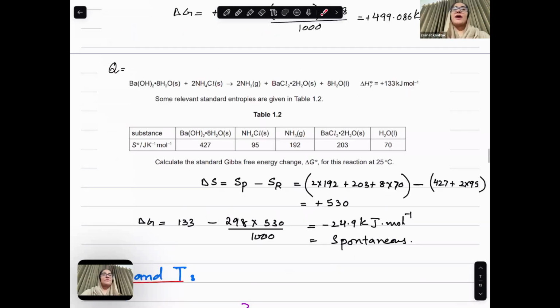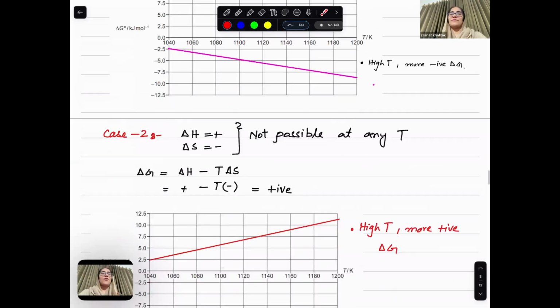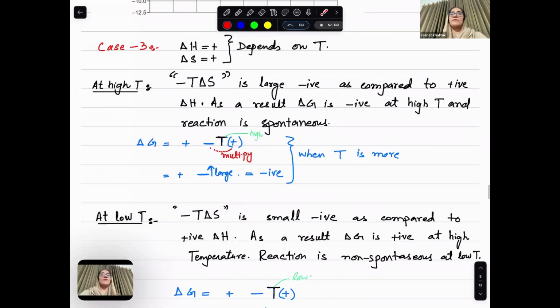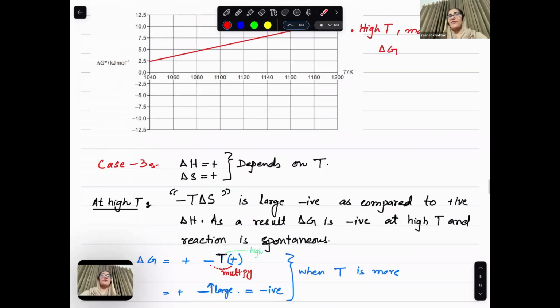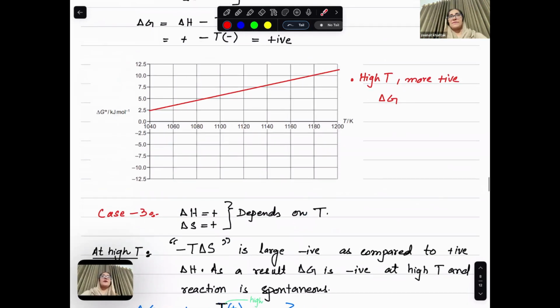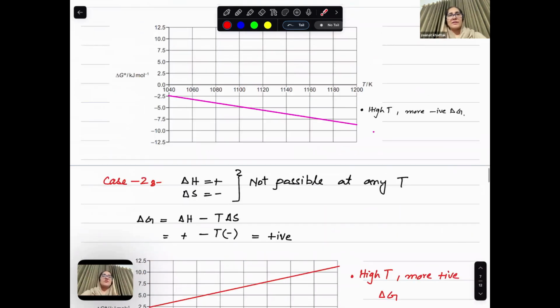Now we have the relation of delta G and temperature. There are 4 cases. There are 4 types of graph. See? There are 4 types of relation of delta G with temperature. But these relations depend on delta H and delta S. How? Look.